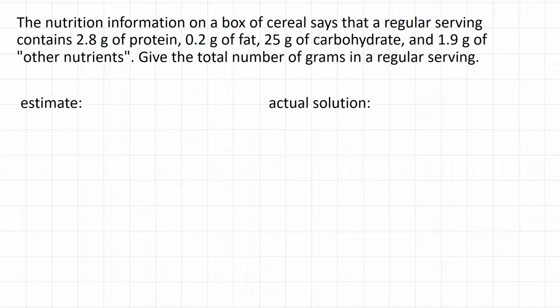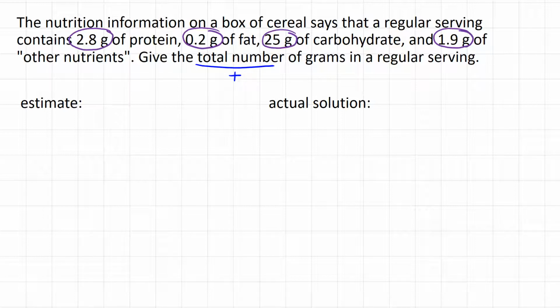So the first thing I'm going to do is figure out, am I adding these numbers together or subtracting them? Well, I want to know the total number of grams, so that tells me I'll be adding these numbers together. The numbers I'm adding together, I'm going to circle. So I've got 2.8 grams of protein, 0.2 grams of fat, 25 grams of carbs, and 1.9 grams of other nutrients. Perfect. So I've taken this question and extracted some important information. I figured out what kind of operation I'm doing, and finally, what numbers I'll be adding or subtracting.